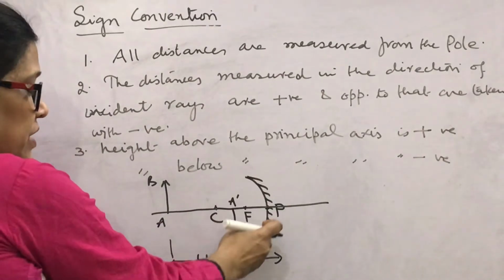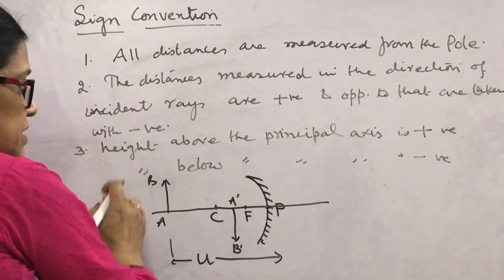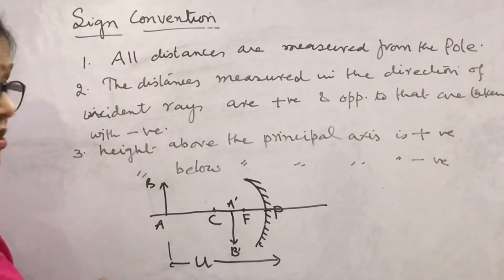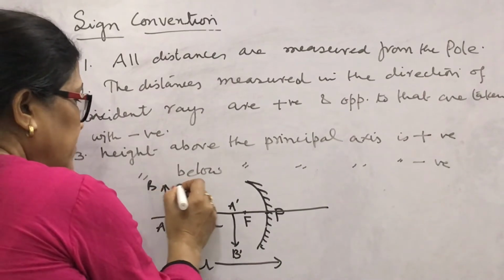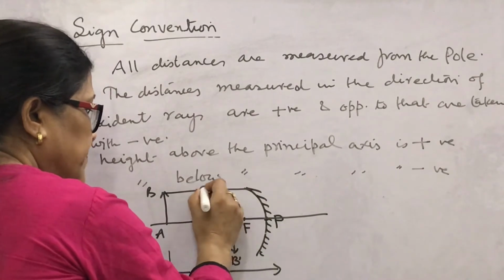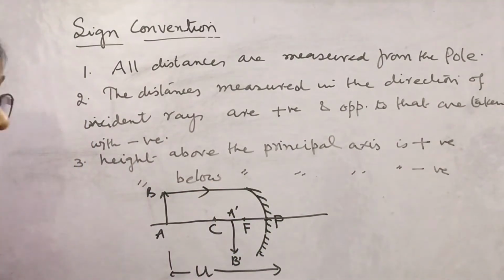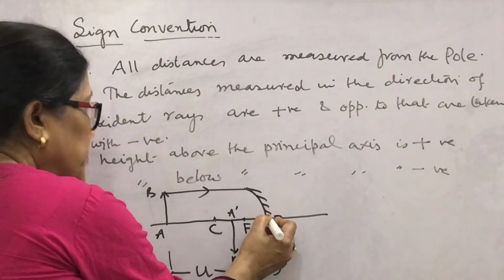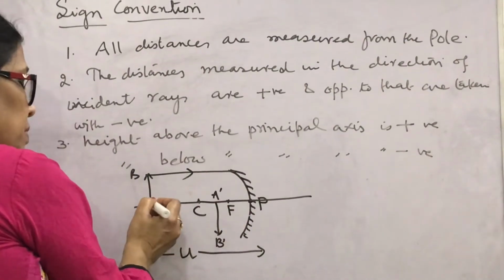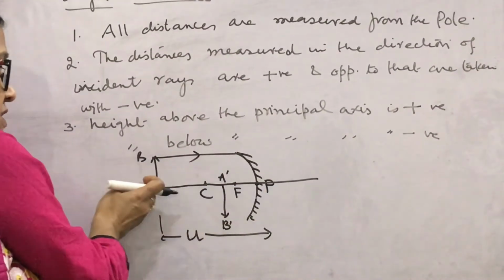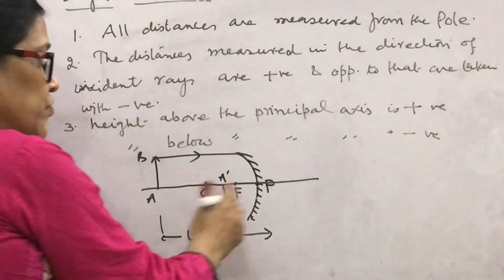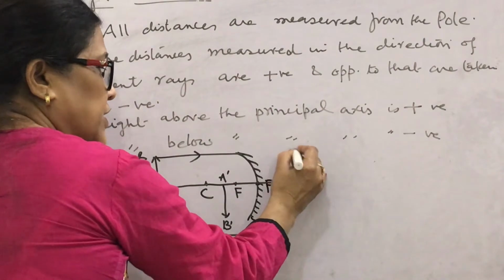Then look, for a concave mirror, what will be the sign of U, the distance of the object, positive or negative? The incident ray will come to the mirror in this direction. Then you are measuring the distance from the pole, as per the rule that all distances are measured from the pole. So from P to A, the distance is measured in the direction opposite to the incident ray. So what will be the sign of U? Negative.